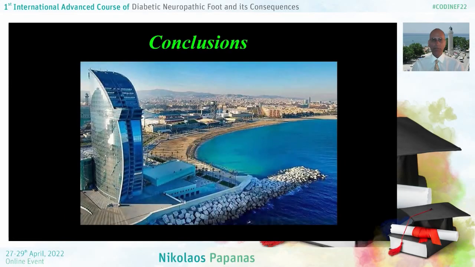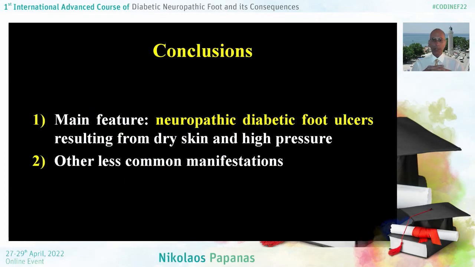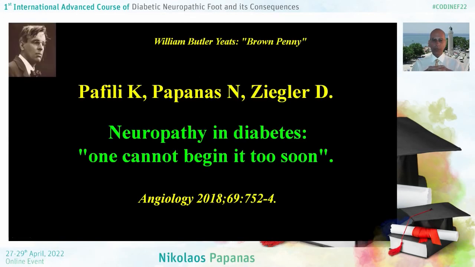So coming back to Barcelona, the main feature of our subject is neuropathic diabetic foot ulcers, which result from dry skin and high pressure. And we have briefly discussed other less common manifestations. And we're going to finish, if you will, with this editorial, which makes use of a verse by the Nobel Prize winner Irish poet William Butler Yeats. William Butler Yeats wrote a poem called Brown Penny, and penny, as you will recall, is a British coin. So the little boy was throwing a penny to see if a little girl loved him. And the poet was saying, talking of love, but one cannot begin it too soon. And this editorial is reminding us that neuropathy may occur very early in the course of diabetes, or even, as we have shown and reviewed, even by exception during pre-diabetes.